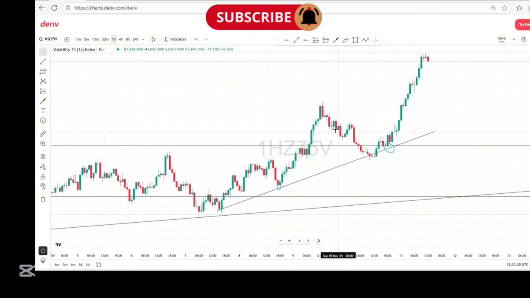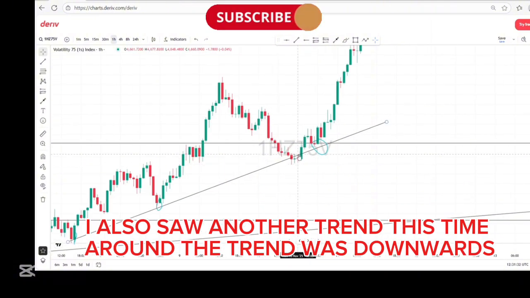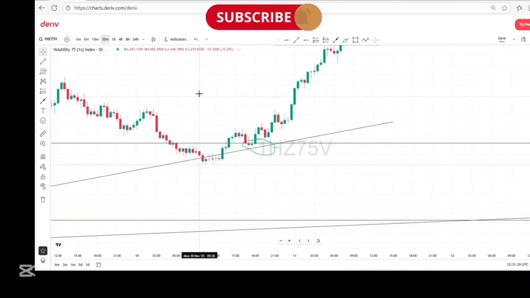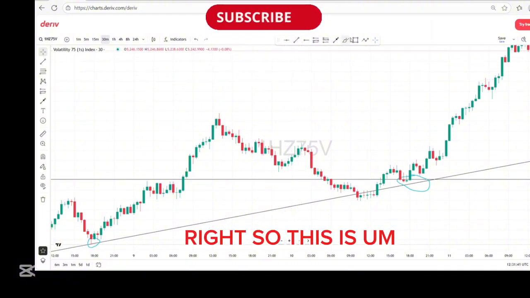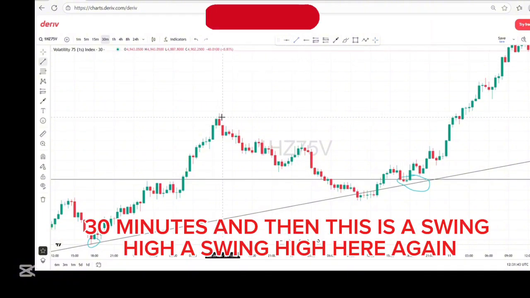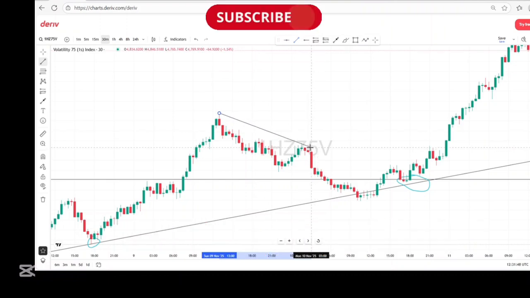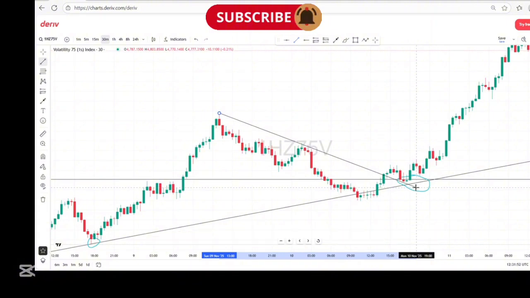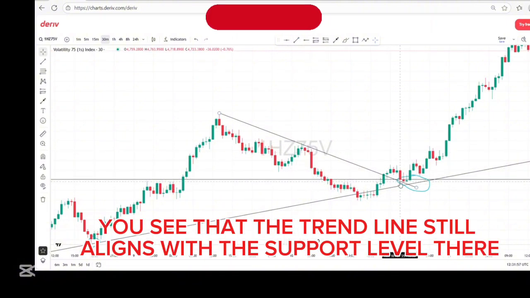Now, if you notice, I also saw another trend. This time around, the trend was downwards. I'm going to go to a lower time frame to make it clearer. Right, so this is 30 minutes, and this is a swing high here again. Connecting the two swing highs, I have another trend line. Now, what do you notice? You see that the trend line still aligns with the support level there, right?